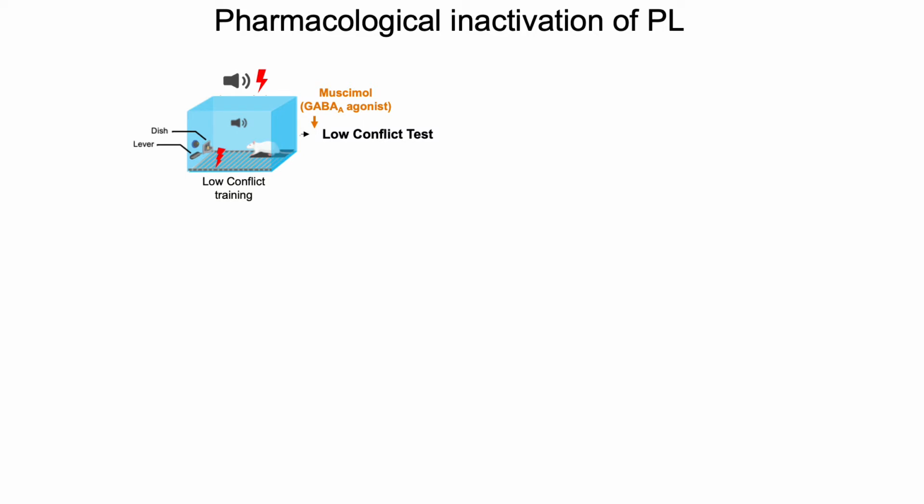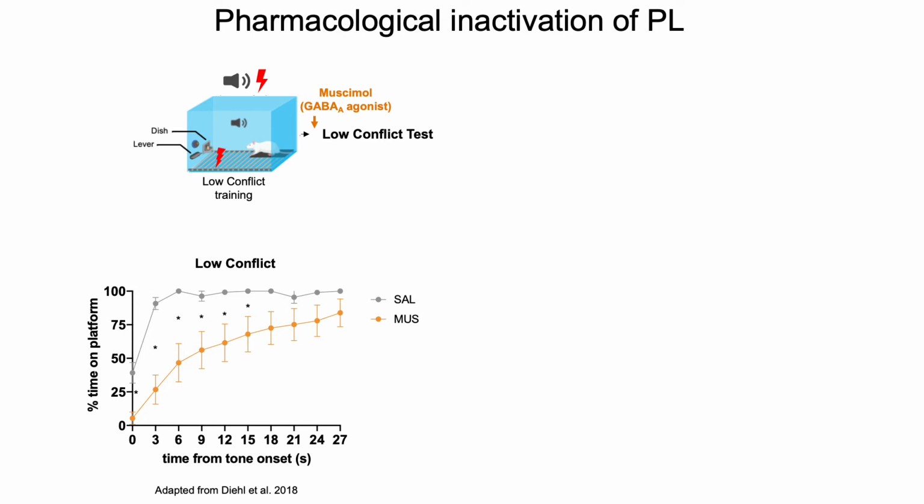We started pharmacologically inactivating PL during low conflict using the GABA A agonist muscimol. When we inactivated PL, we found that avoidance was delayed, as you can see in the graph below, where the animals infused with muscimol are in orange and the saline controls in gray. However, when we did the same thing but during high conflict, we found the opposite.